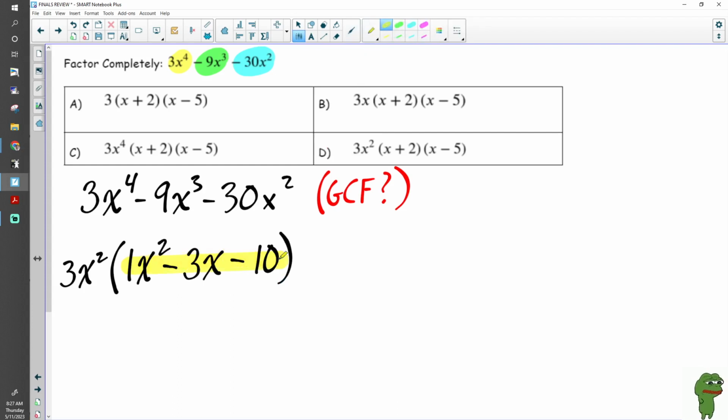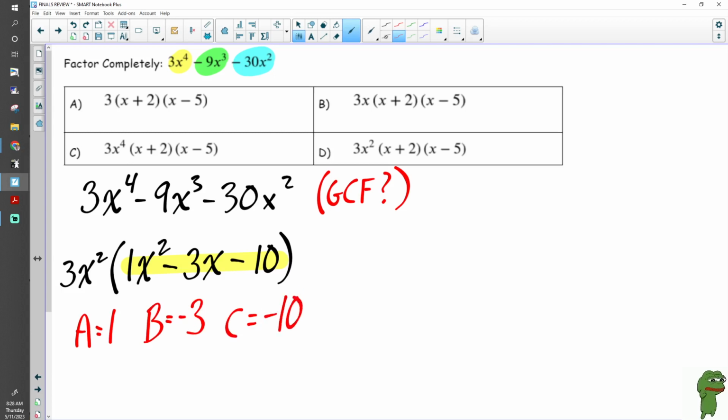So we want to factor what's left on the inside. That 3x squared is still going to be part of our answer, but we need to factor 1x squared minus 3x minus 10. That means that my a value is 1, my b value is negative 3, and my c value is negative 10. Okay, so off to the side, I'm going to draw my x.